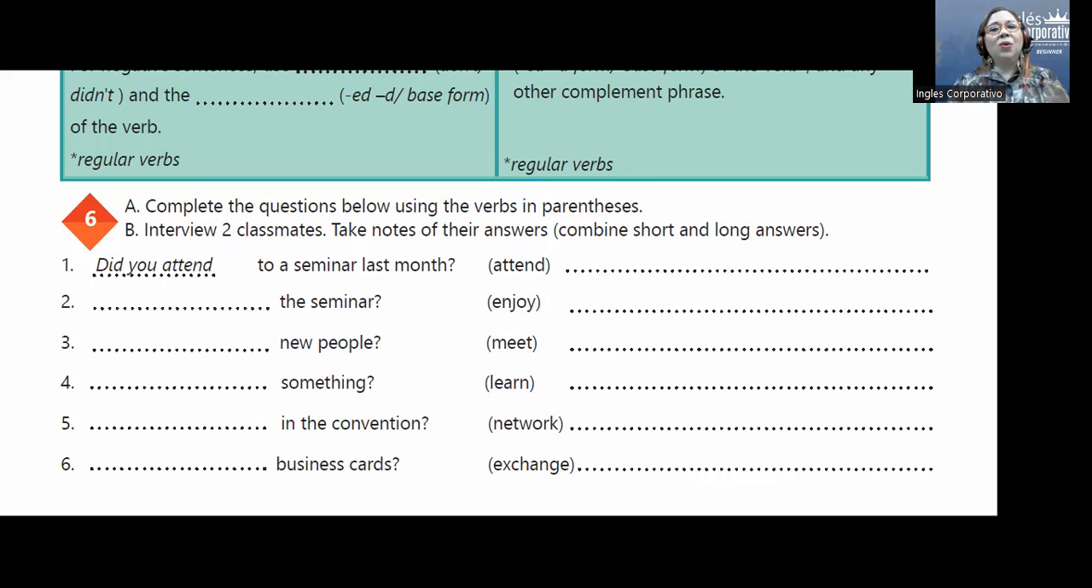Vaya, ahí no utilizaríamos yes, I did enjoy. Ahí en el positivo no usamos did. Decimos nada más el verbo en tiempo pasado. Yes, I enjoyed the seminar. Excellent.